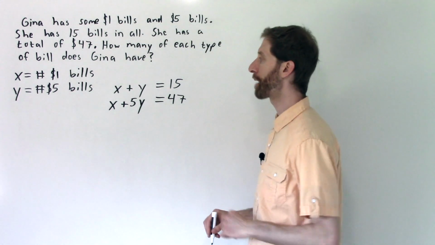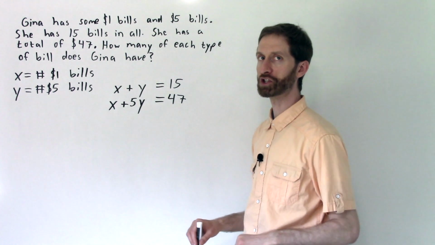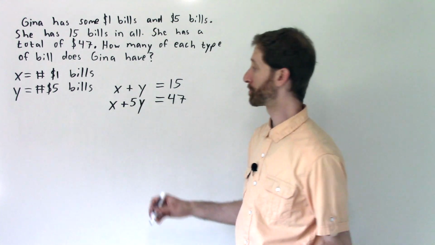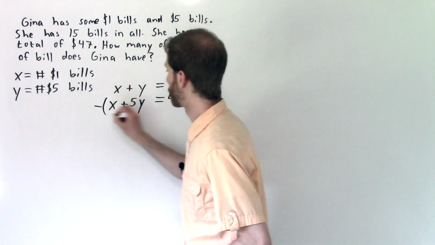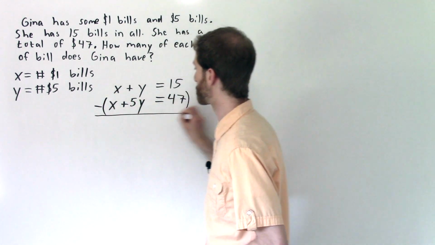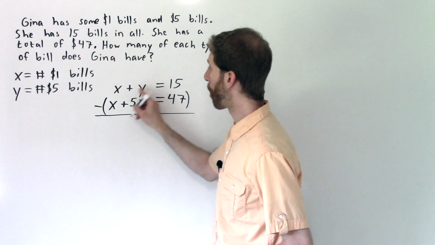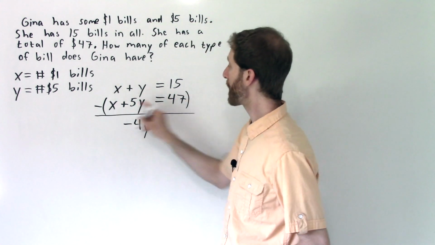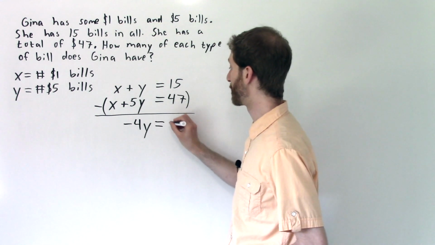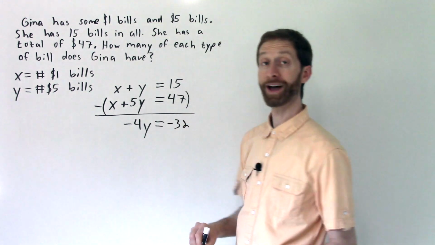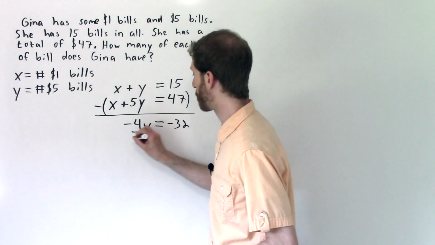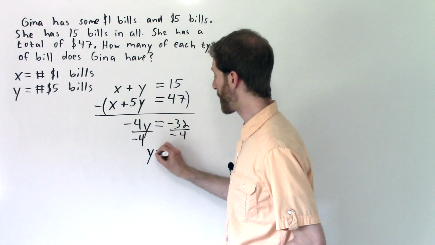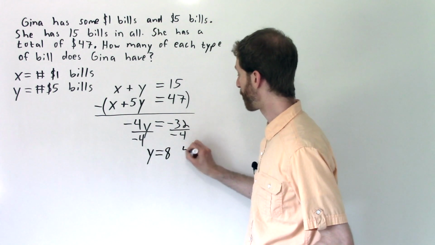I'm going to complete the problem now, which is old school system of equations elimination. The x's line up already, so I'm just going to subtract the bottom equation from the top. X minus x is 0, y minus 5y is negative 4y. 15 minus 47 is equal to negative 32. Nice. Divide both sides by negative 4. These are nice numbers here. And y is equal to 8. So that would be 8 $5 bills.